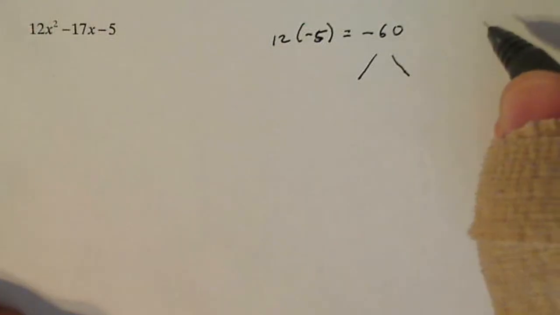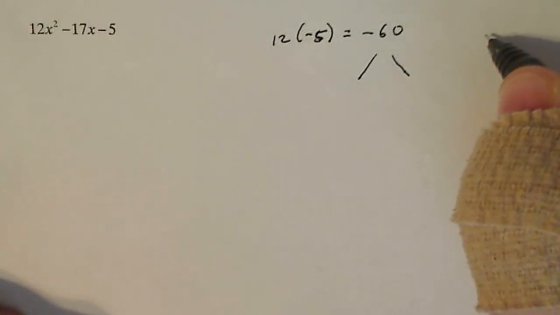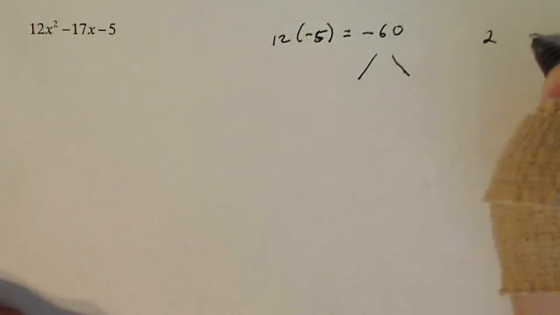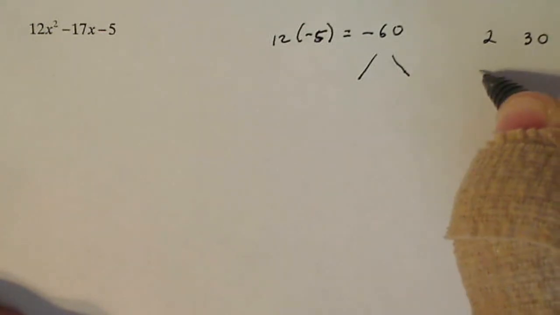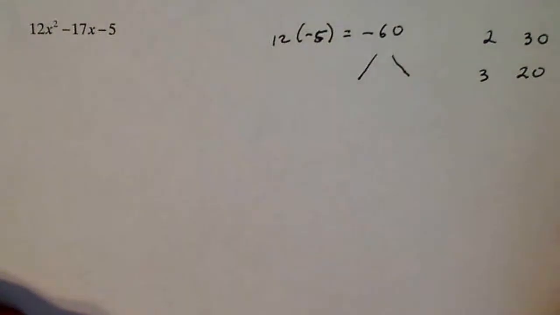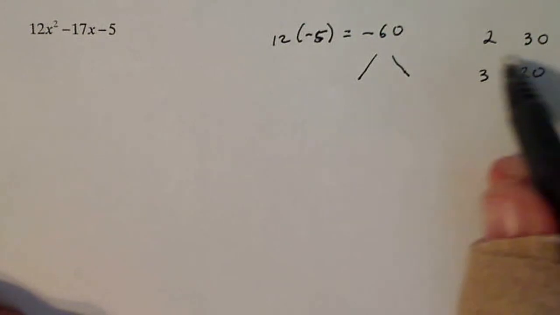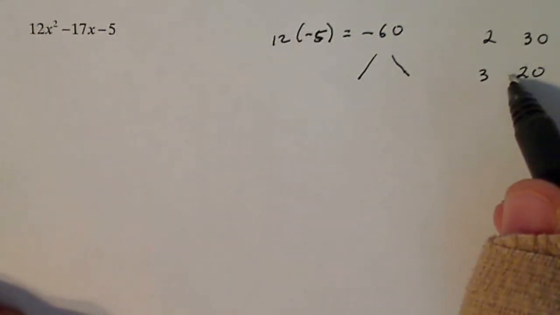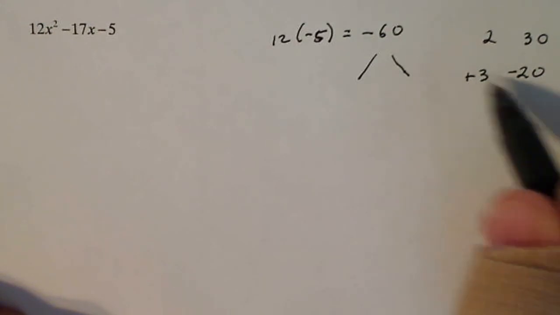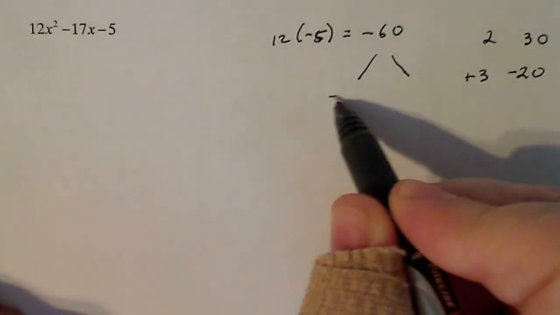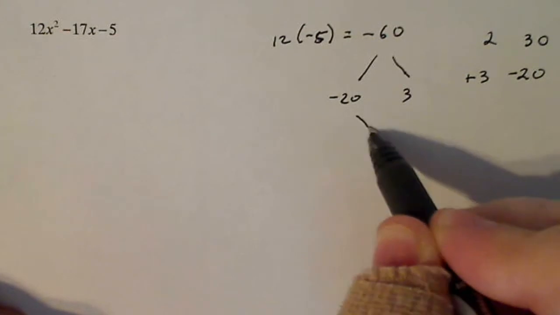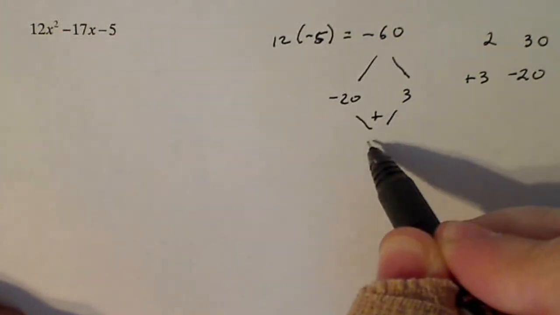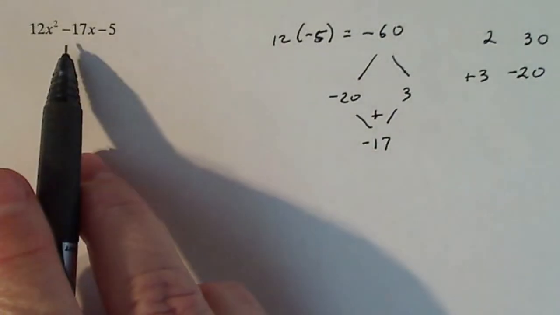Factors of 60. We have 2 and 30. We have 3 and 20. And this is probably, if you look at that, my best bet right now, because if I have a minus 20 and a plus 3, that adds up to minus 17. So minus 20 plus 3, that sum is minus 17, which is what I want right here.